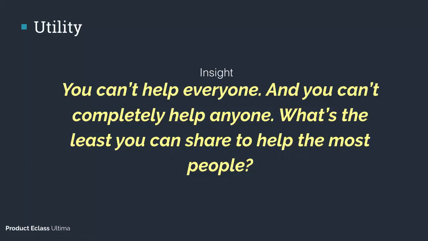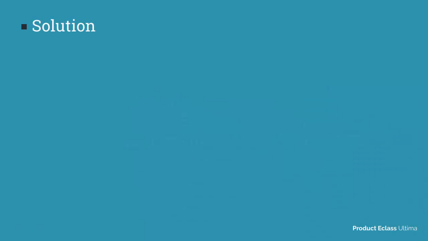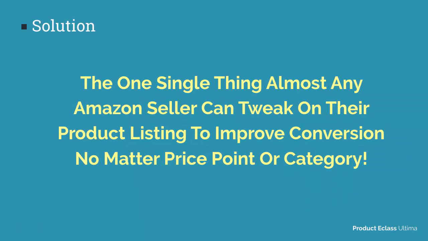It's a one problem, one solution, one sitting type of product. So let me give you a specific solution for this. The one single thing almost any Amazon seller can tweak on their product listing to improve conversion no matter price point or category. This is wonderful.